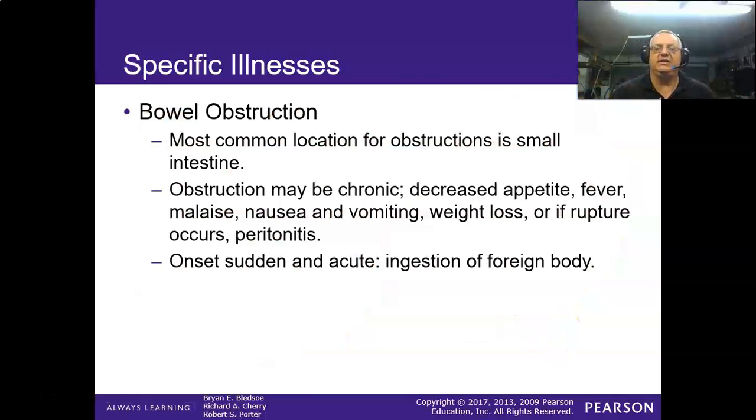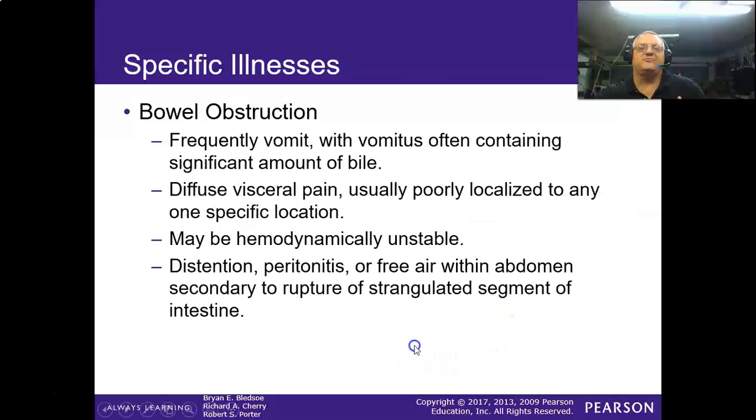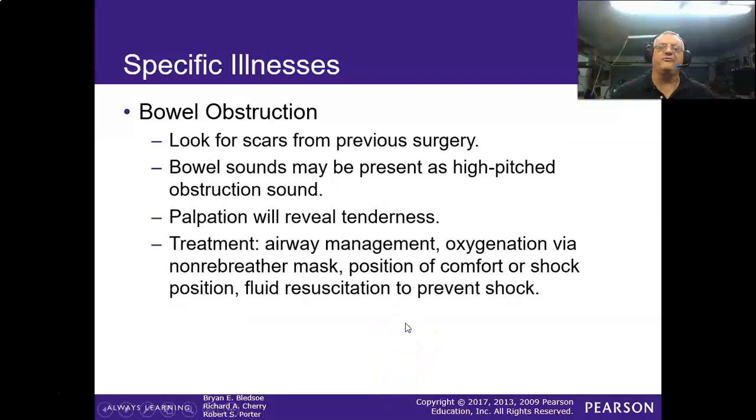And again, usually there's all kinds of causes for the bowel obstruction. But again, they're going to have a lot of vomiting because there's no place for the food to go, and it's not going to go out. Okay, you can get distension, free air in there, and they can actually strangulate the segments. And look for the scars, by the way. Crohn's disease folks are very prone to getting bowel obstructions. All right, so treatment is, again, make sure that the airway is clear. Remember, you've got to be prepared for vomiting on this one.